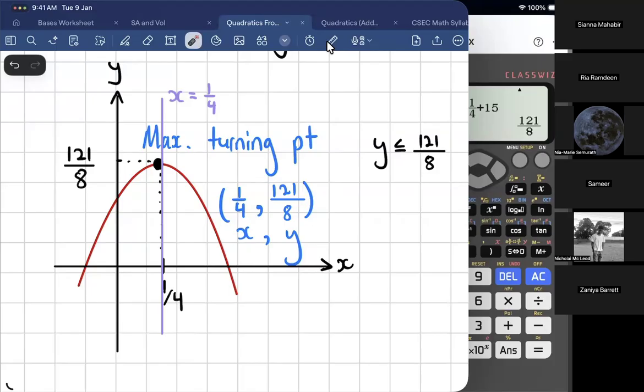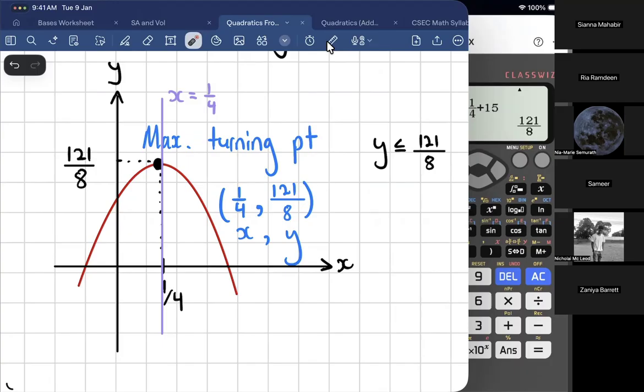If you are utterly confused by this, you could plug in different values of x into the function. Isn't that going to produce different values for y? Yes, sir. It just so happens that when you plug in a quarter, you get the y value that is equal to 121 over 8, which is the maximum. So truth be told, you could get a range of values, but the values cannot exceed 121 over 8.